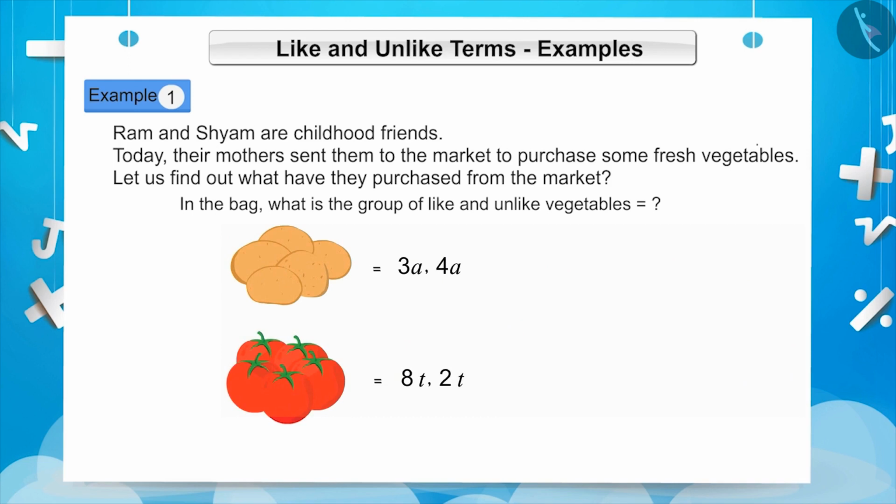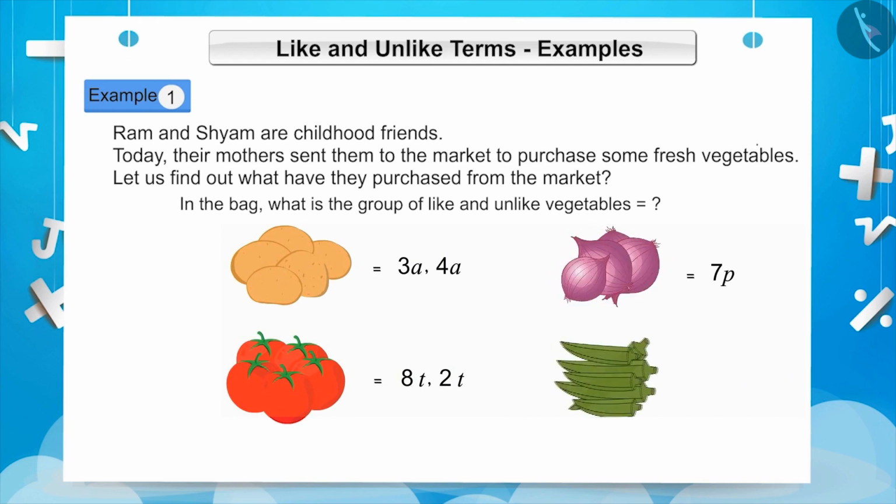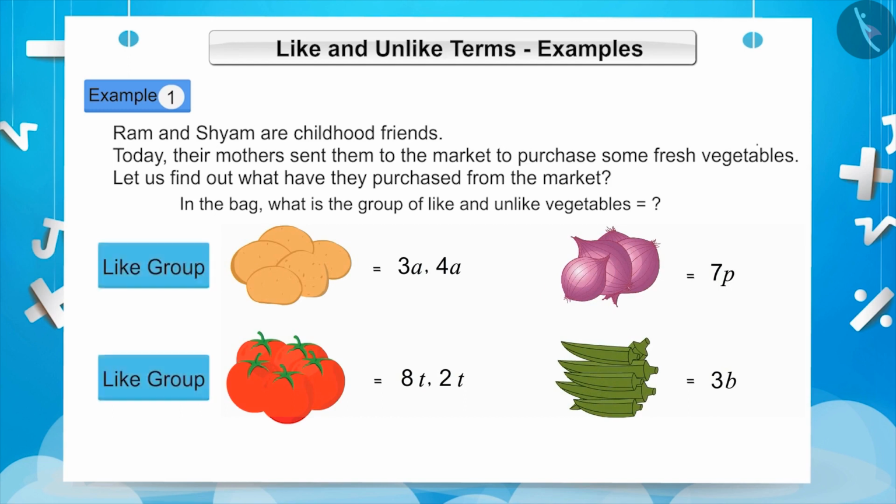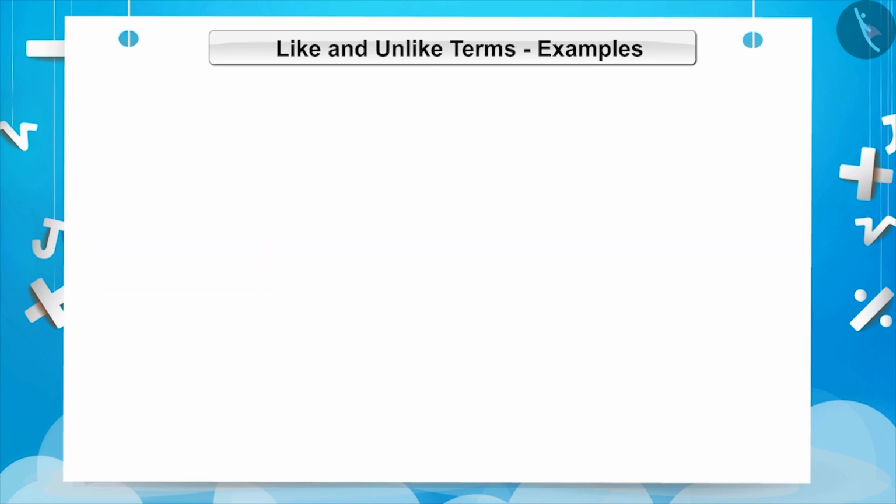Similarly, let us make groups of unlike things. Group of onions is equal to 7P. Group of lady's finger is equal to 3B. So here we saw that there are similar groups, like terms, of potatoes and tomatoes, whereas onion and lady's fingers are non-similar groups, unlike terms.